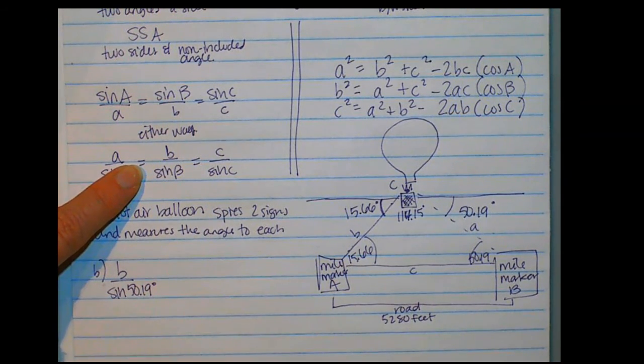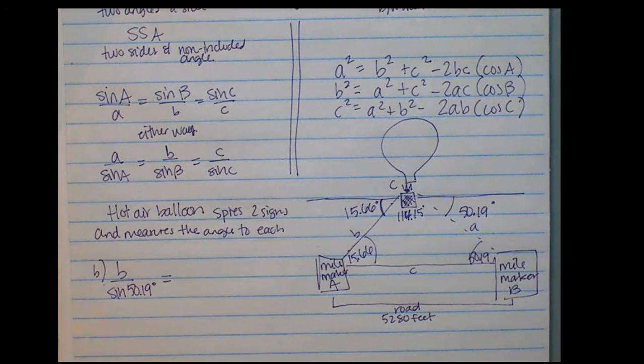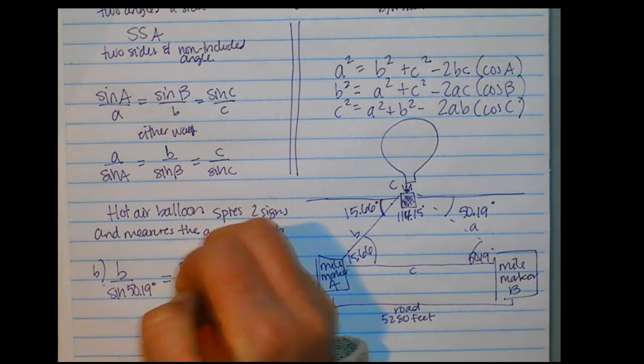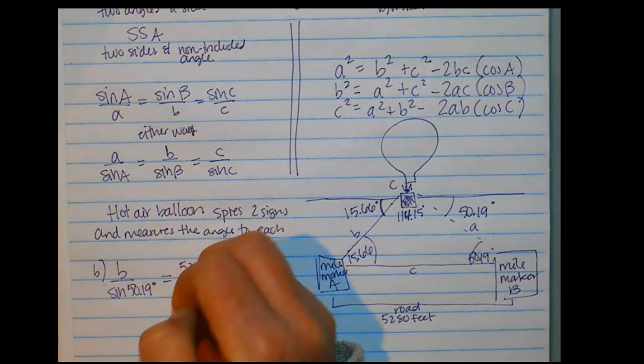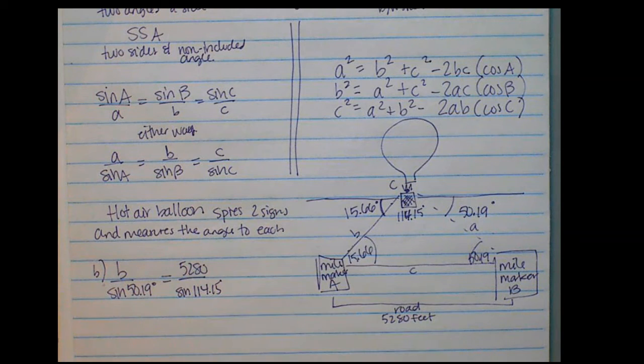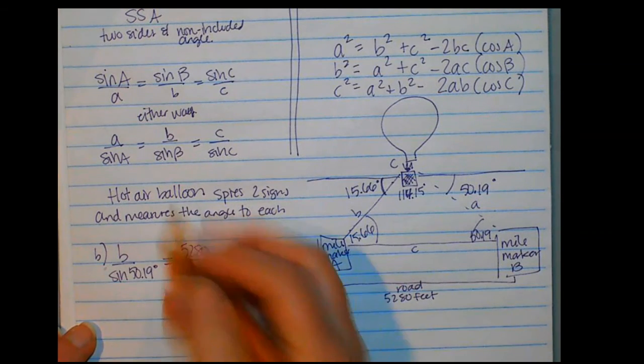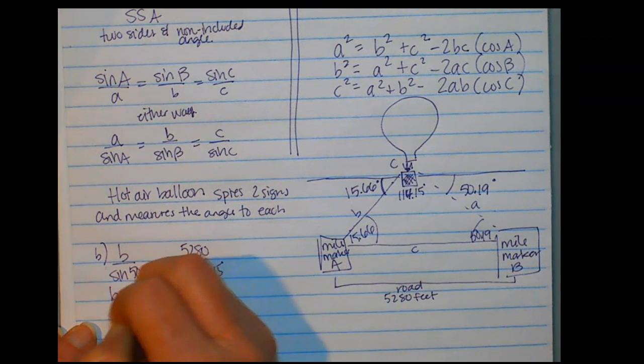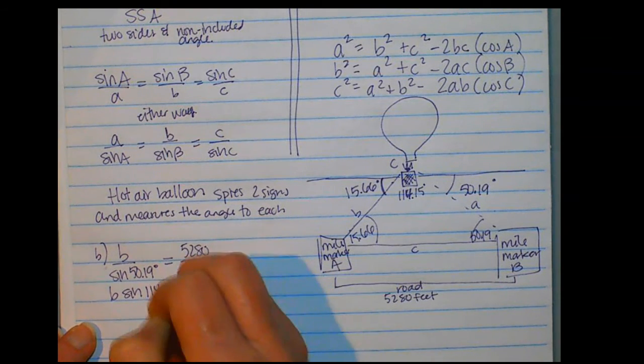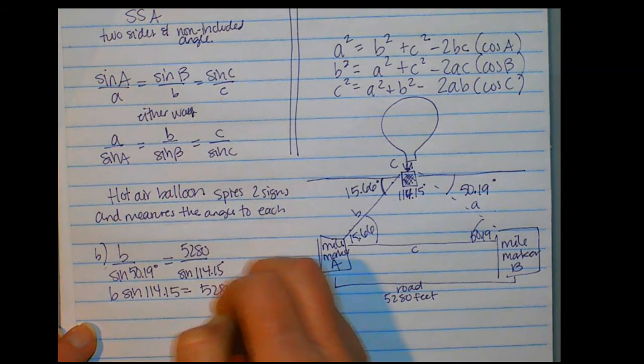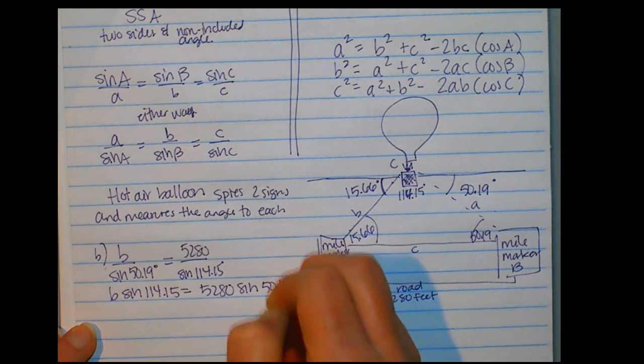So I'm going to put my calculator in degrees. Equals, I need some ratio that goes with it. So what do I need? C, which is how far? 5280 over the angle Ben told me is sine of 114.15. And now you just do math. So we could do cross multiplication and then solve for B. So we've got B times sine of 114.15 equals 5280 sine 50.19.